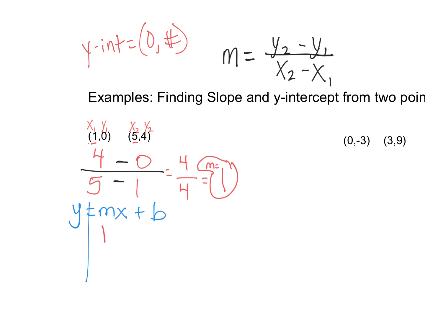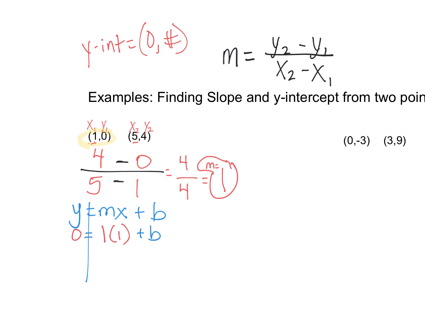Now in for x and y, I'm going to pick one of those 2 points from the top. It does not matter which one you use, but whatever you use, you've got to use both coordinates from the same point. So I'm going to use 1, 0 because that's really easy for me to work with. I'm going to put the 1 in for the x and the 0 in for y, because the 1 is the x and the 0 is the y from that point. And again, I'm going to leave the b because that's what I'm trying to find.